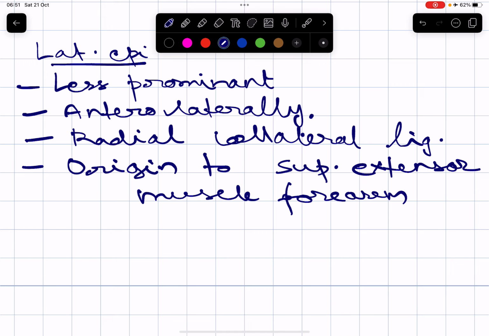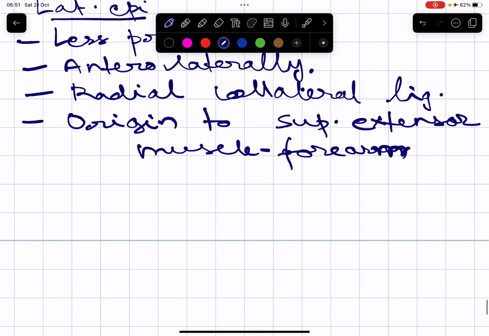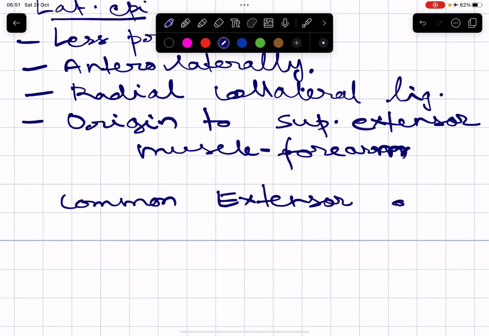whereas the antero-inferior part of medial epicondyle provides origin to the superficial flexor muscles. Lateral epicondyle, anterolateral, origin to superficial extensor muscles of the forearm. Therefore, the lateral epicondyle is known as the common extensor origin. Common extensor origin. Whereas the medial epicondyle is known as common flexor origin.